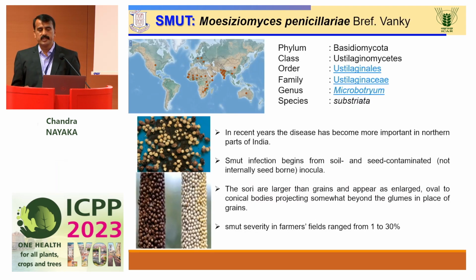And one more major disease is smut. It is caused by Moesziomyces penicillariae. In recent years, the disease has become more important in the northern part of India and Africa, and it is capable of reducing the yield by up to 30%.